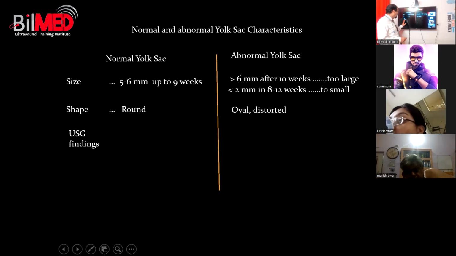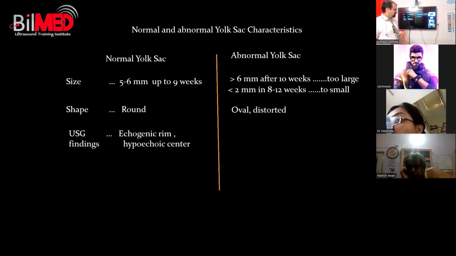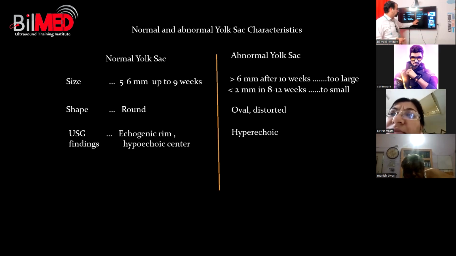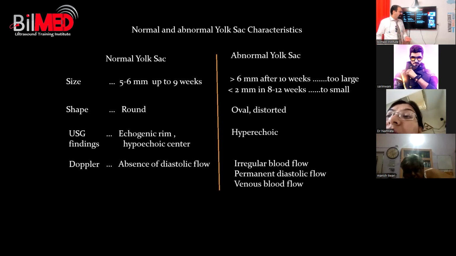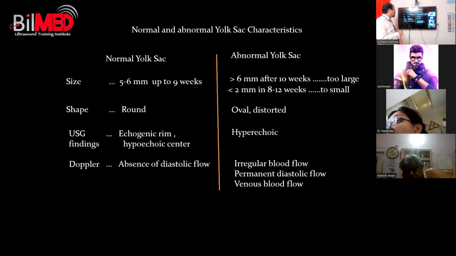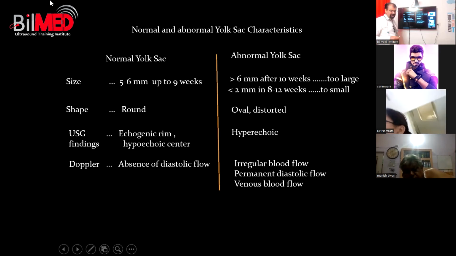Now, echogenic rim with hypoechoic center, it means that the walls are hyperechoic and the center is hypoechoic. And if we are having a hyperechoic wall, that is a calcified wall, that is abnormal. And if you are able to put the Doppler, absence of diastolic flow is normal, and if you see an irregular blood flow, that means that venous pooling is there. It means that congestion has occurred there. That is also abnormal. So please note down these points for normal yolk sac and abnormal yolk sac in your notebooks.